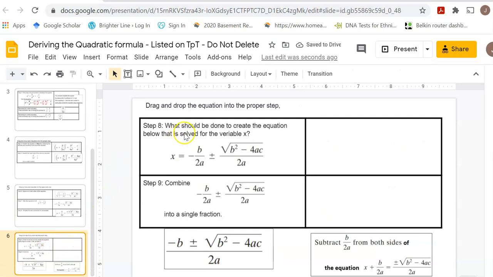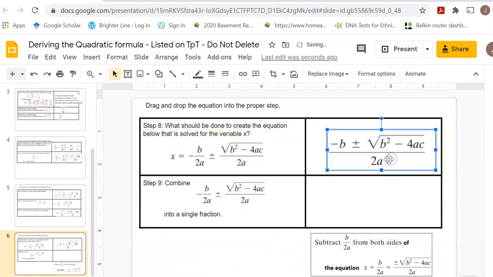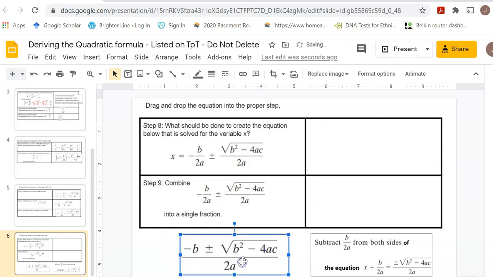It says, so what should be done to create the equation below that is solved for the variable x? All right, so you could put this here, but that doesn't really make sense, because if you got two of these, somebody should say, well, that doesn't make sense. Well, it says what should be done. All right, and then it says, if I subtract b over 2a from both sides of the equation here, that would give you this. If you subtract the b over 2a, you'll see it right there. Subtract b over 2a to the right side.